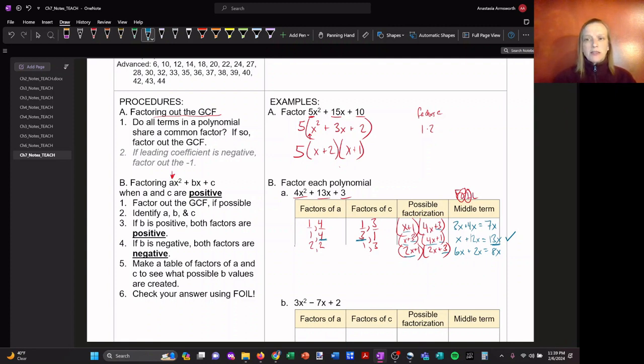Now that I've found the correct set of factors for my problem, I should write them separately. X plus 3 times 4x plus 1. And of course, you can do the FOIL method to check your answer to make sure that it checks out. X times 4x is 4x squared. 3 times 1 is 3 for the end. And then my middle terms, I've got x plus 12x, which is 13x, and that does check out.